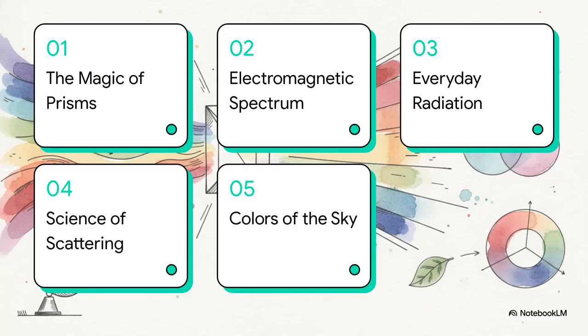Okay, so here's our roadmap for today's explainer. First, we'll look at the magic of prisms. 2, the electromagnetic spectrum. 3, radiation in everyday life. 4, the science of scattering. And finally, number 5, the colors of the sky.